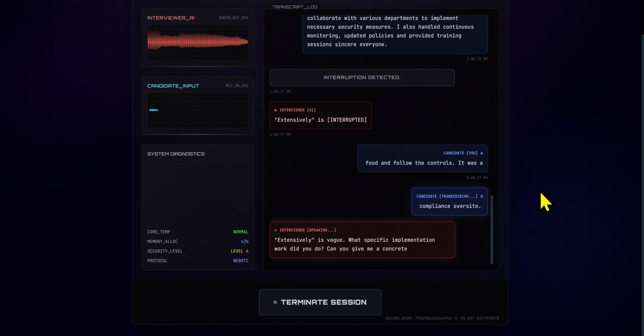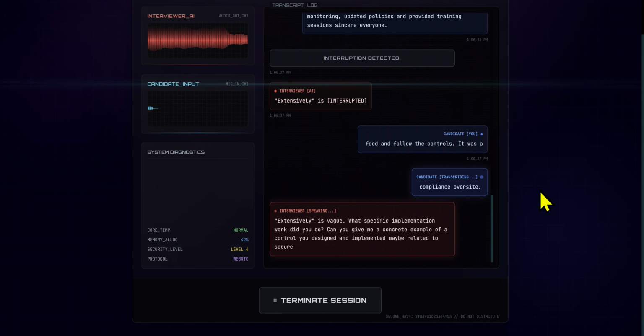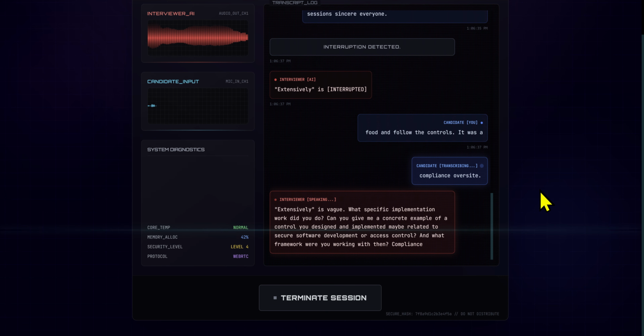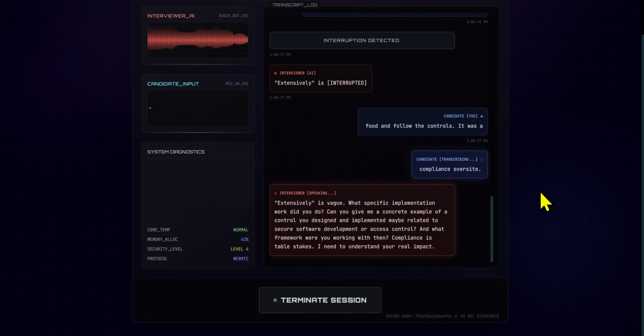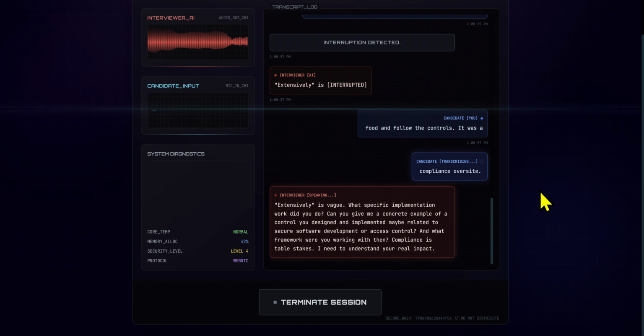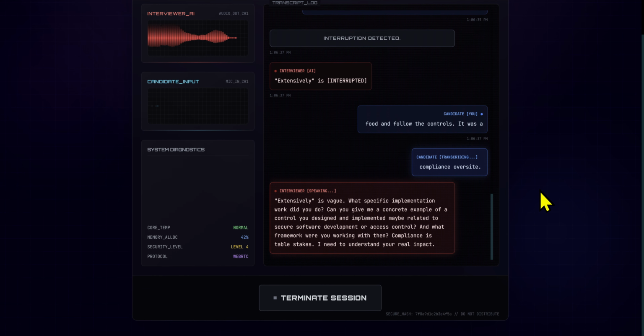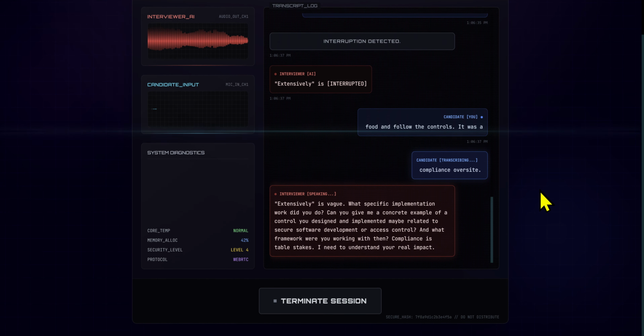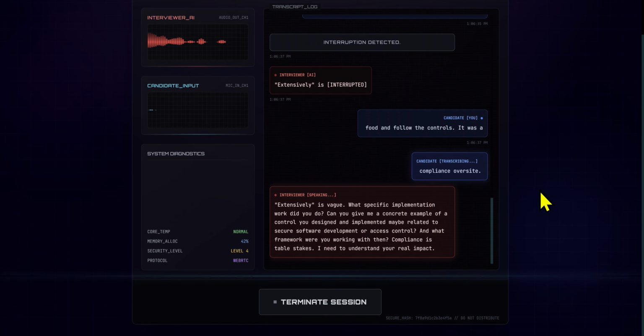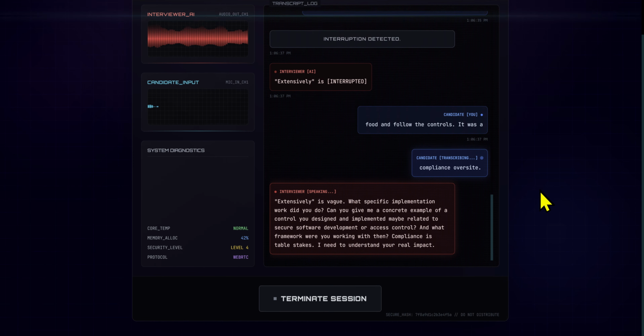Extensively is vague. What specific implementation work did you do? Can you give me a concrete example of a control you designed and implemented, maybe related to secure software development or access control? And what framework were you working with then? Compliance is table stakes. I need to understand your real impact.